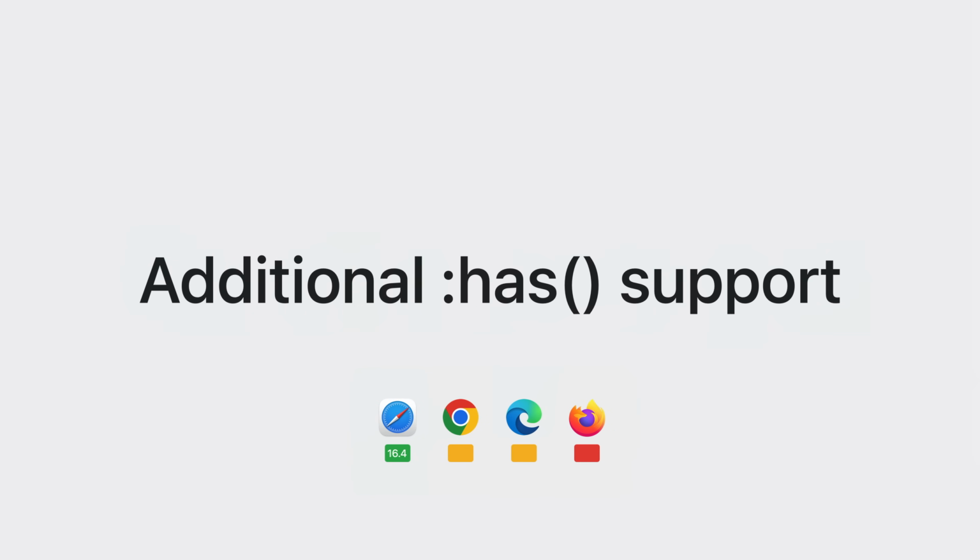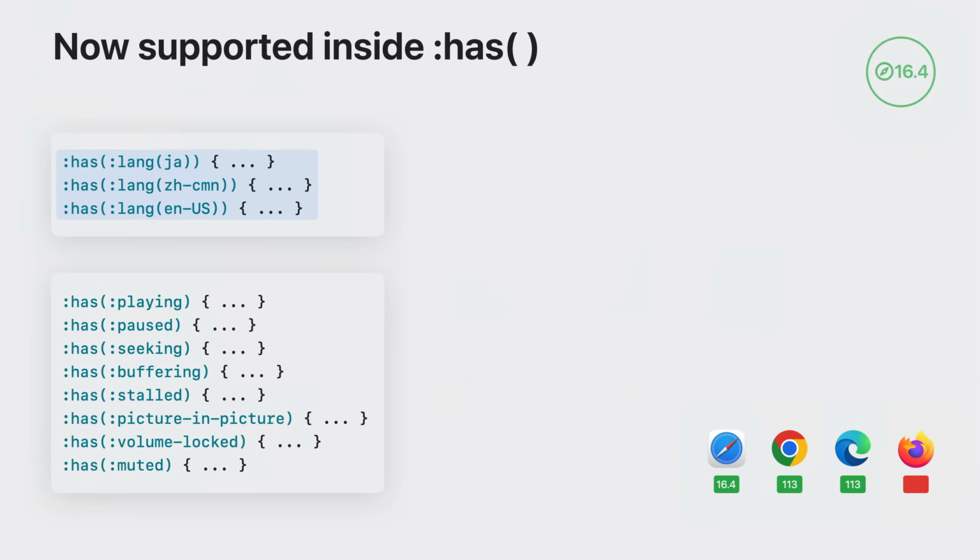As you can see, user invalid is especially powerful when it's combined with has. In fact, this year, we've increased the power of has by making it work with even more pseudoclasses. Has-lang makes it possible to style anything on the page depending on the presence of a particular language. And has support for media pseudoclasses provide conditional styling depending on the states of audio and video playback.